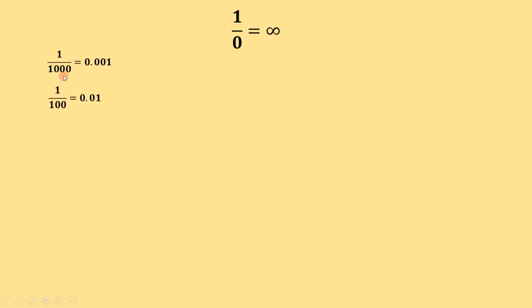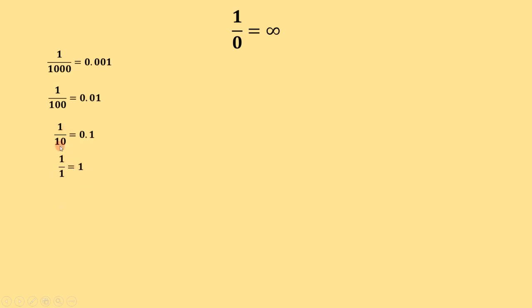So let's change this denominator from 1000 to 100. So this means 1 over 100 will be equal to 0.01. Now let's change this 100 to 10. So this means 1 over 10 will be equal to 0.1. So this means we are decreasing our denominator from 1000 to 100 and from 100 to 10, and we are observing that this value on the right hand side goes on increasing from 0.001 to 0.01 to 0.1. So now let's divide 1 by 1, and we know 1 over 1 is equal to 1.